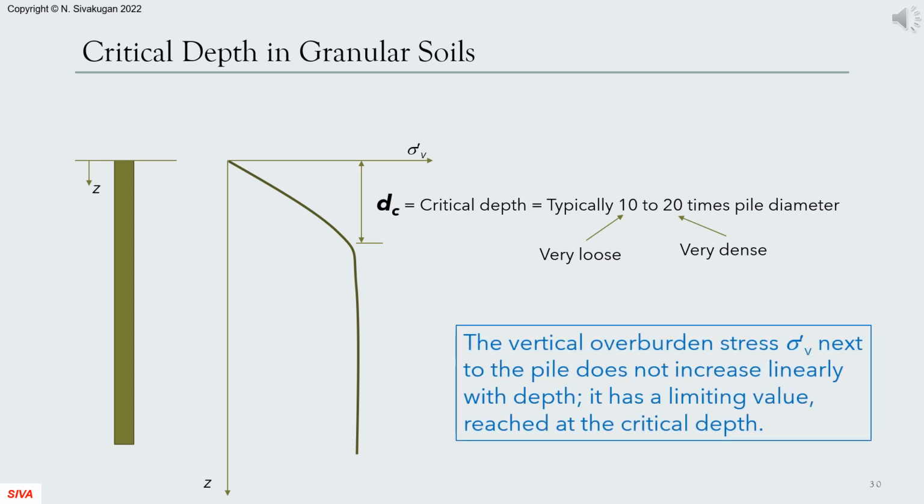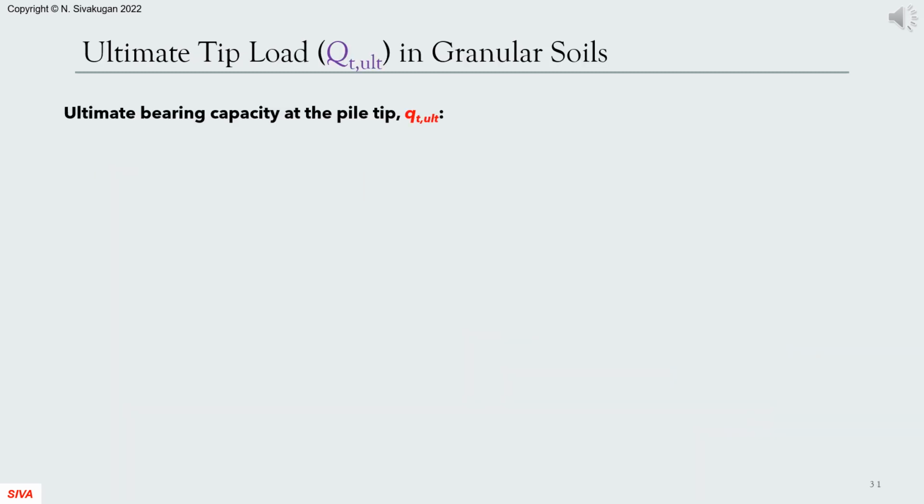Right next to a driven pile in granular soils, the effective vertical stress does not increase linearly forever with depth. It increases linearly near the surface and reaches a limiting value at critical depth denoted by dc. Beyond this depth, the effective vertical stress remains a constant.